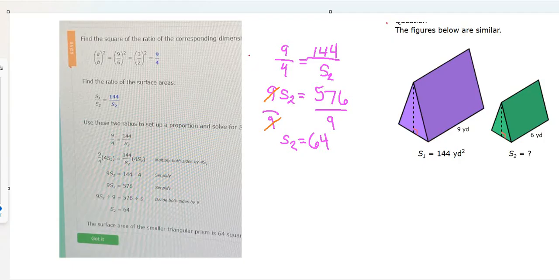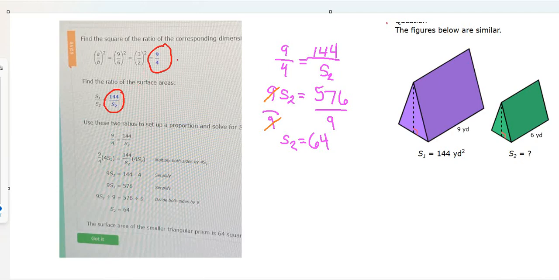Okay, Max. So what they're doing right here is showing you the ratio of the sides, obviously the large to the small. So they use this ratio, and then they use this ratio. They're just showing it to you differently, so it's a lot of extra work.